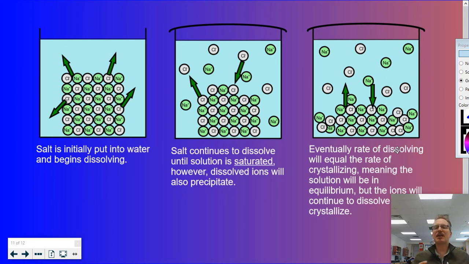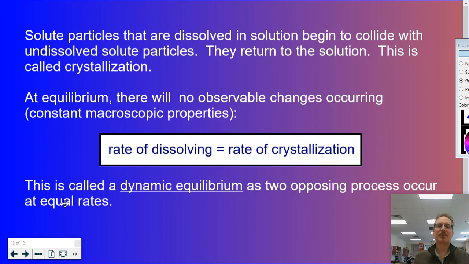And what you'll notice is eventually we get to a rate where the rate of crystallizing coming out of solution is exactly the same as the rate of dissolving going into solution. So this is a moving piece. We still are at equilibrium because we still have the maximum saturated number of ions in solution. However, this is moving. It's a moving system. So let's look at this in text form.